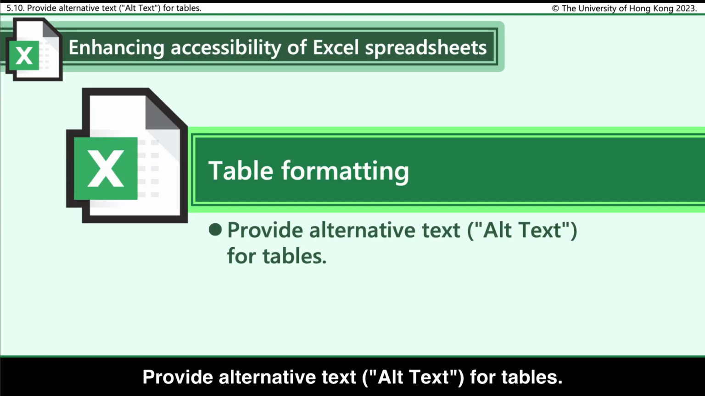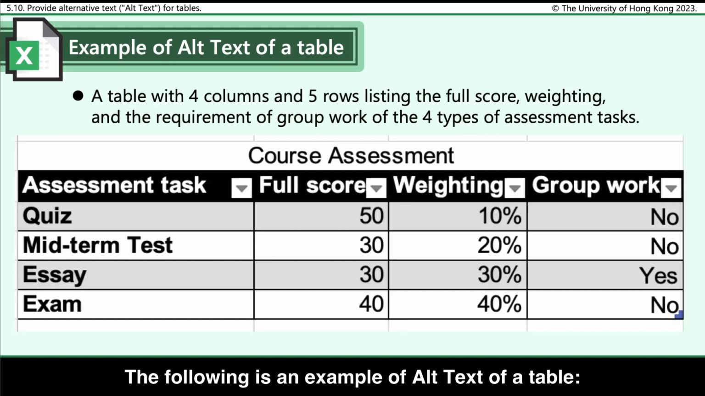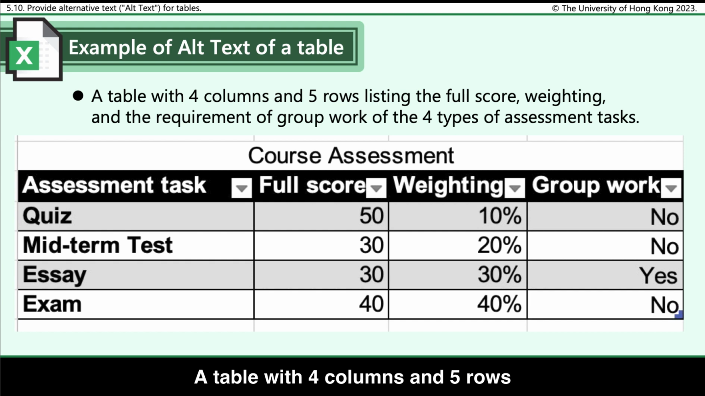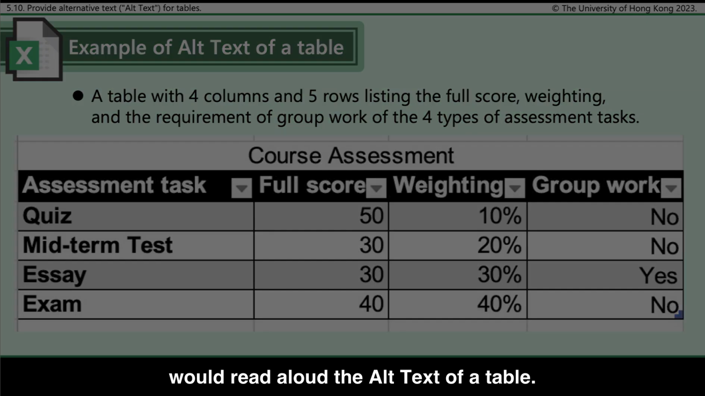Provide alternative text, alt text, for tables. The following is an example of alt text of a table. A table with 4 columns and 5 rows listing the full score, weighting, and the requirement of group work of the 4 types of assessment tasks. The following is an example showing how the built-in screen reader in Mac, that is VoiceOver, would read aloud the alt text of a table.